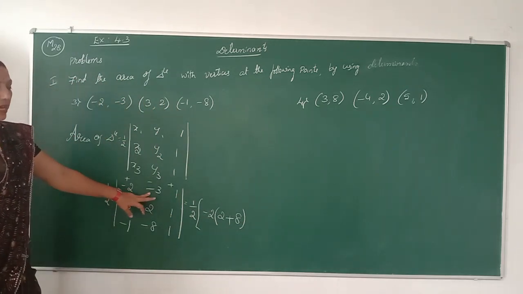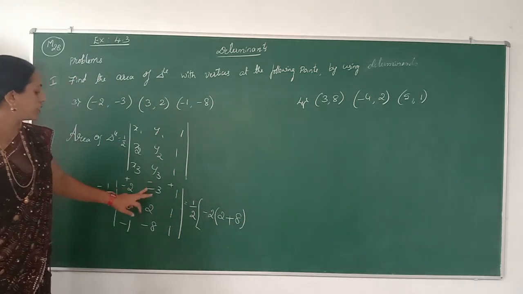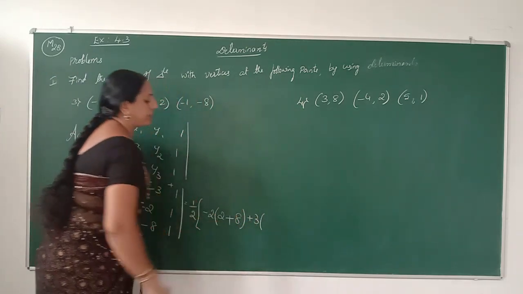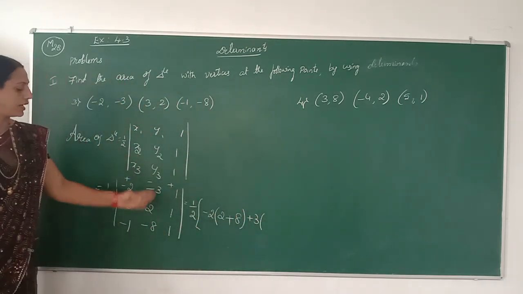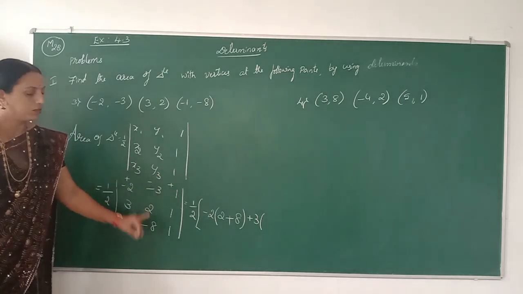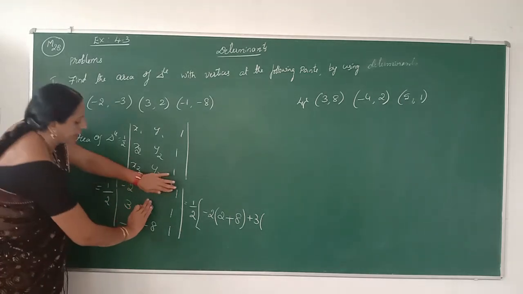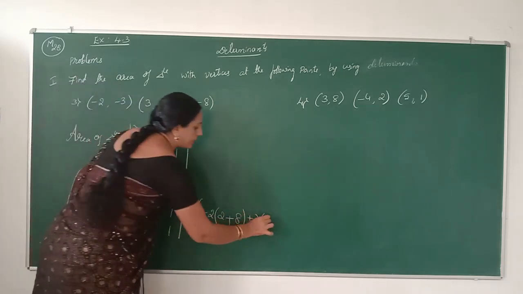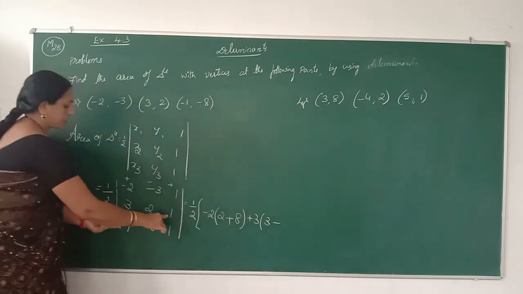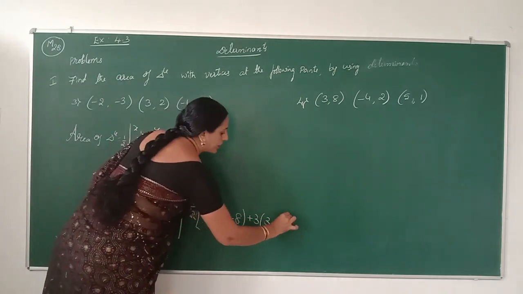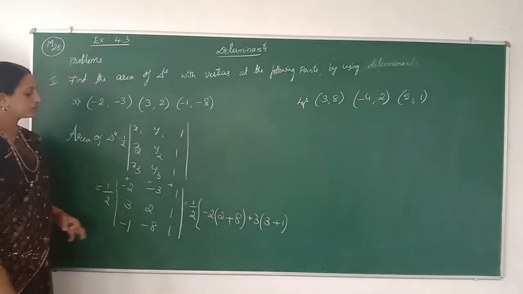Similarly, next value is -3. Minus into minus is plus 3. 3 is an element of first row, second column, and these are neglected. The remaining are cross multiplied: 3 into 1 is 3, minus 1 into minus 1 is minus 1. That is, minus into minus is plus 1.